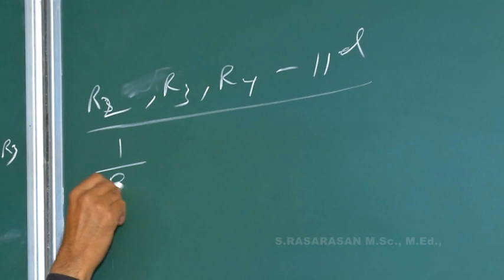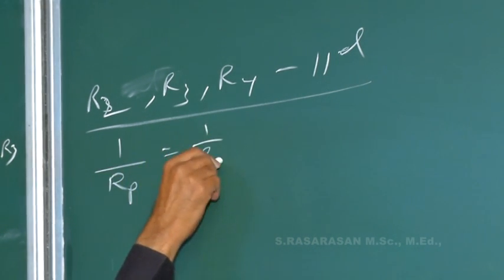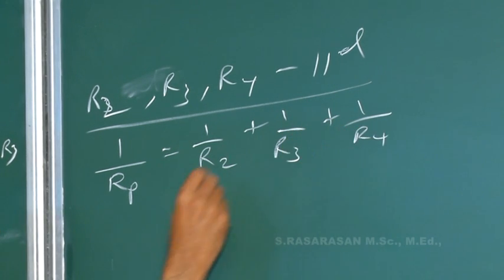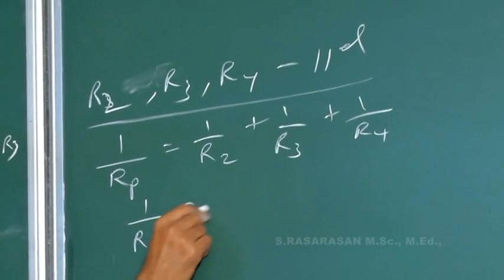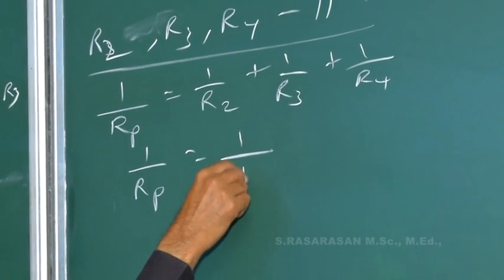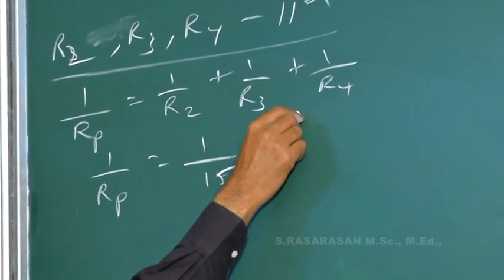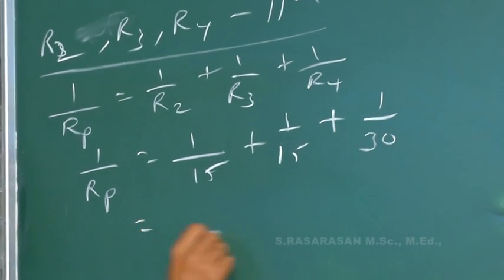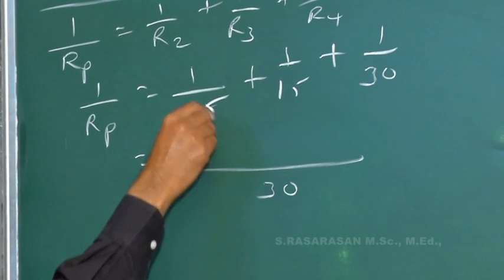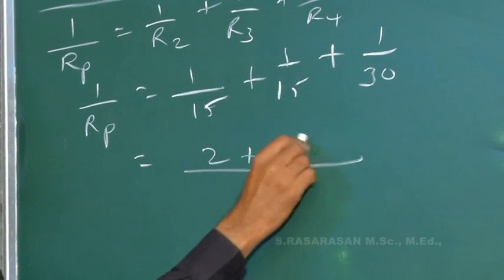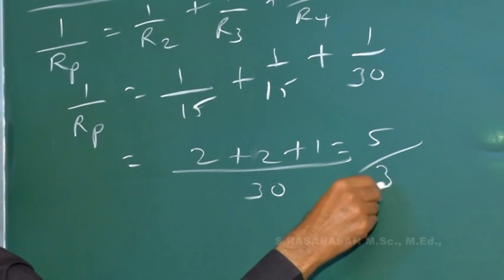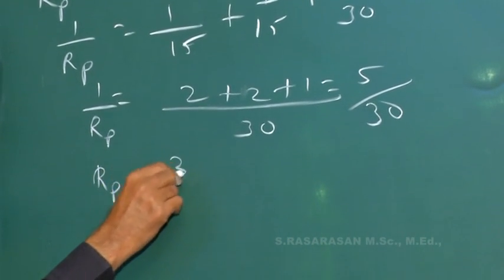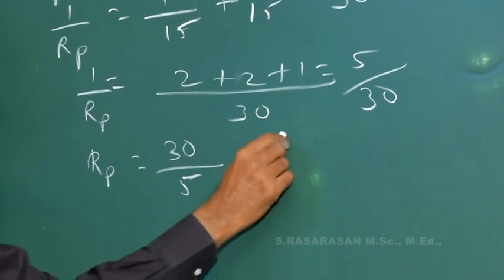For parallel combination, the formula is 1 by Rp is equal to 1 by R2 plus 1 by R3 plus 1 by R4. That is 1 by Rp is equal to 1 by 15 for R2, 1 by 15 for R3, and 1 by 30 for R4. So take LCM, that is 30. Here 15 goes 2 times, so 2 plus 2 plus 1. It is 5 by 30 is 1 by Rp. So Rp is equal to 30 by 5. It is 6.